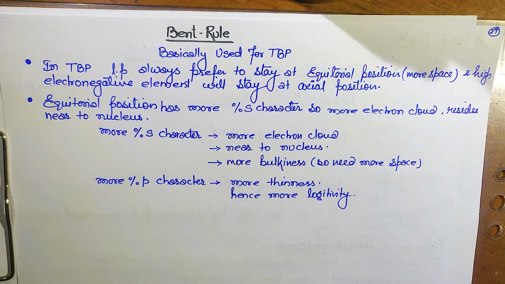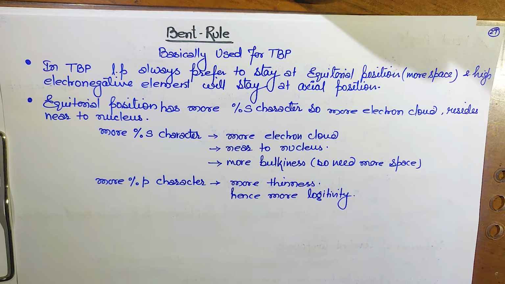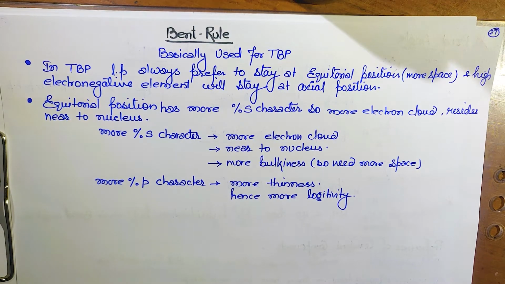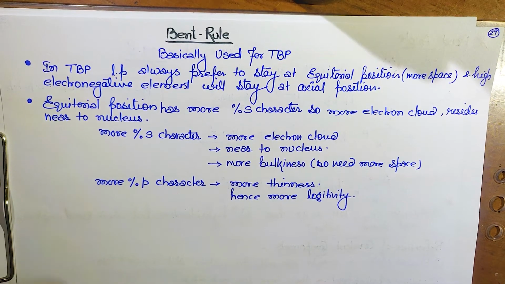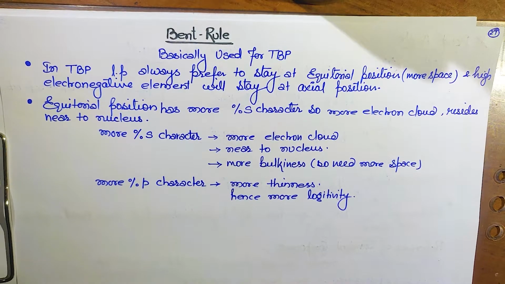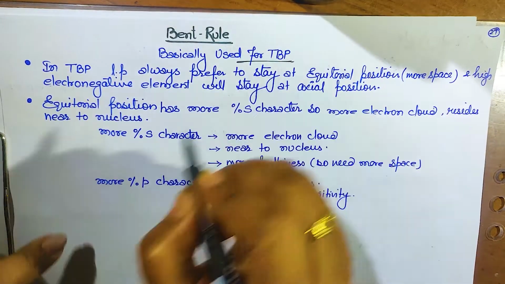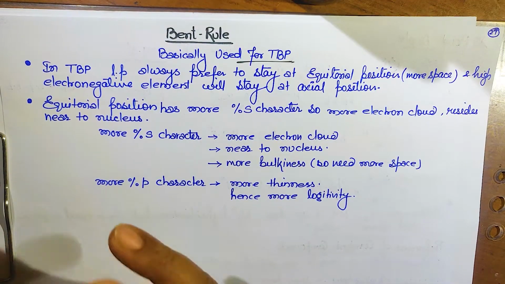So today we are going to focus on the Bent rule. What is this Bent rule? In the CBSE, it is not explained much, but this will help you to know the position of the lone pair and the position of the more electronegative element in any structure. After hybridization, you should know the Bent rule, and this will make your work easy to place the lone pair of electrons and the more electronegative element in any bipyramidal structure, and mainly it is used for TBP, trigonal bipyramidal.